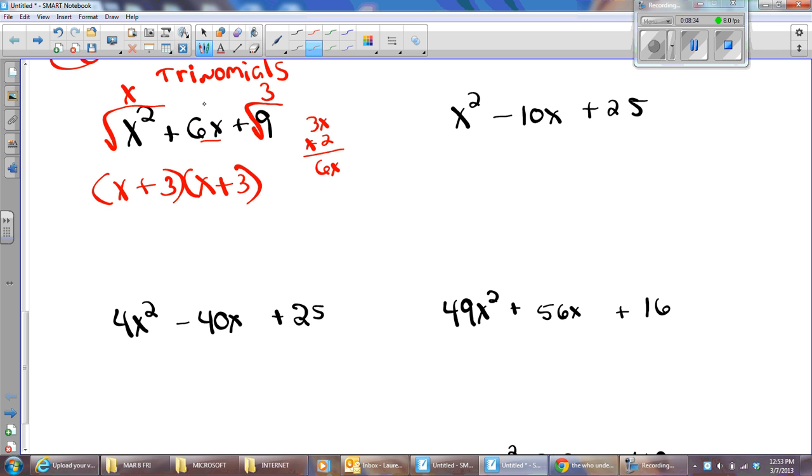How did I know to make them positive? See this plus in the back? That's a Wendy's double stack. That sign shows up twice. Goes there, and it goes there.